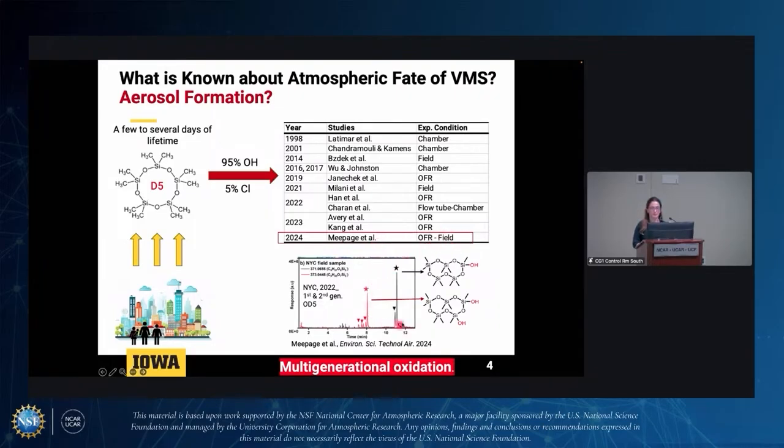This figure represents the oxidation products of D5 that were present in a particulate matter sample collected from New York. You can see the first generation oxidation product with 1 hydroxyl group substituted for a methyl group, and also the second generation in New York City samples. So one important key takeaway from all these studies, and also the New York City field campaign in our work, is that the oxidation chemistry of D5 is actually multi-generational.